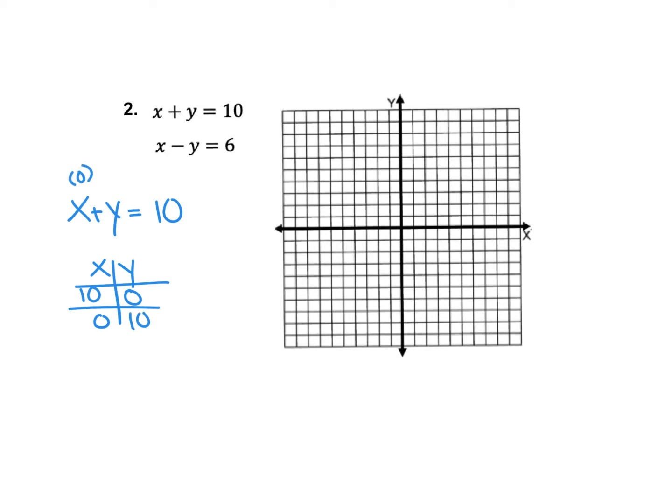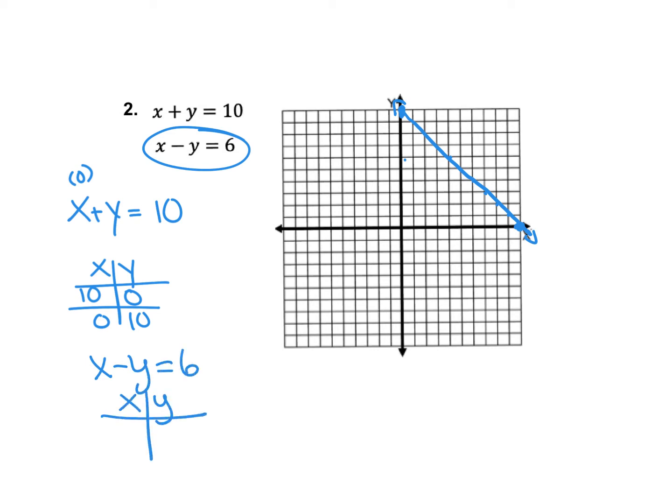All right, so now let's graph this. I have 10, 0. And I have 0, 10. All right, so let's connect our dots there. All right, so now we have to do it again with our equation x minus y is equal to 6. Plug in 0 and 0. So when y is 0, x is then going to be 6.